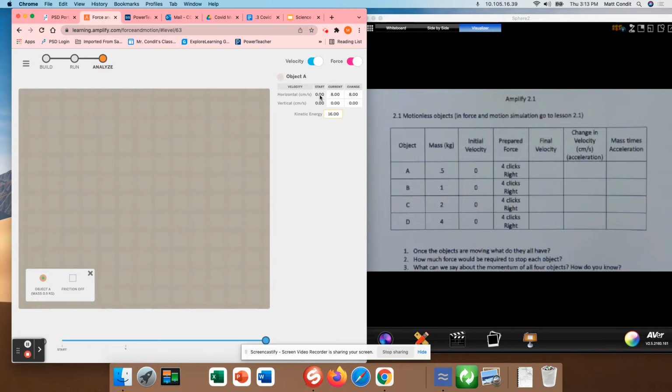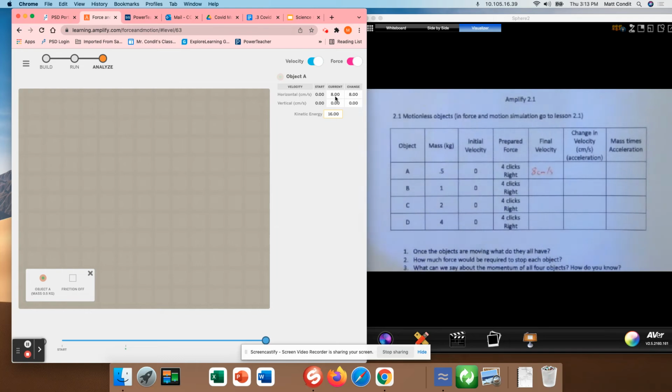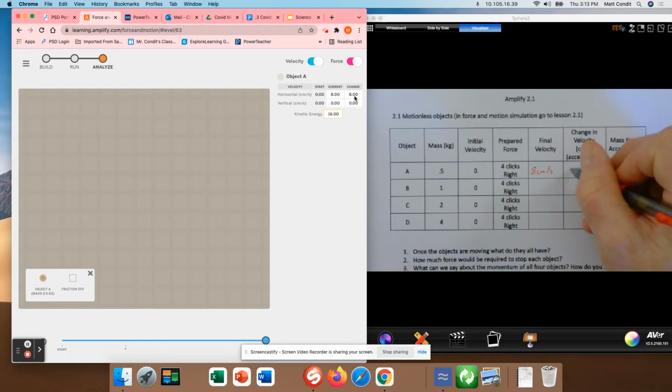Now, the first column is our starting speed. We already know that was 0. That's already in the table. The final velocity is the part that says current. That's how fast that force made it go. And in this case, the final velocity is 8 centimeters per second. Okay, and again, that's the middle column that you're looking at. And then our change in velocity, or our acceleration, is 8 centimeters per second as well. So we have 8 right there, centimeters per second.